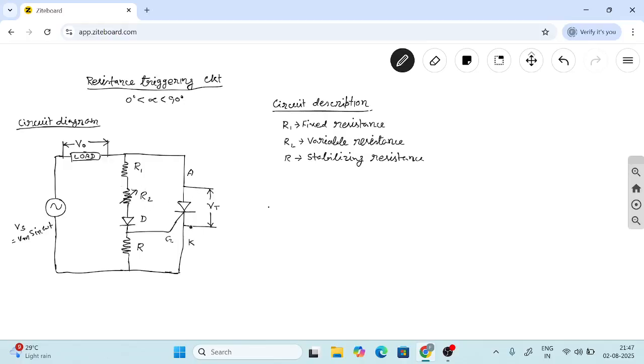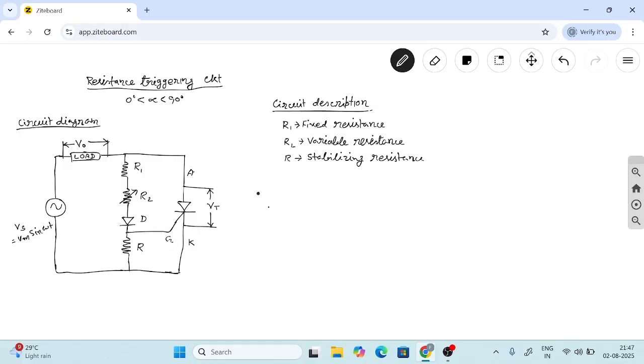Here, the anode and cathode of SCR are connected to the supply through the load. This is the main circuit, and gate is connected to the control circuit. Here you can see the resistance R1 is the fixed resistance which is used to control the gate current whenever R2 becomes 0, and R2 is the variable resistance. By varying this resistance, we can vary the firing angle alpha, so we can vary the output voltage which appears across the load. And here diode is used to protect the gate cathode junction during negative half cycle.